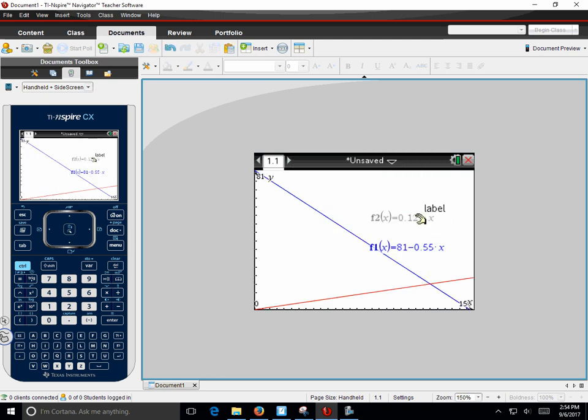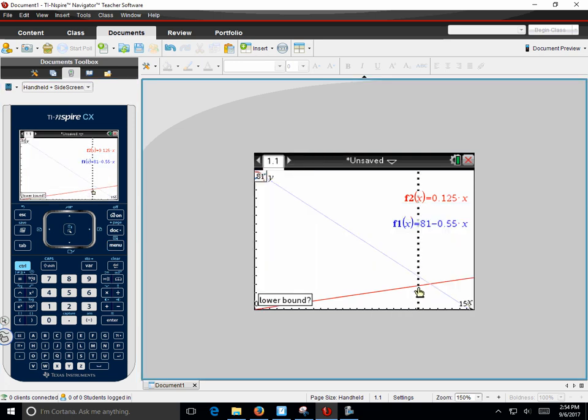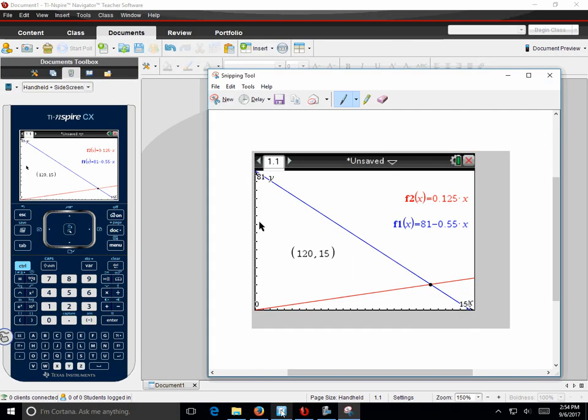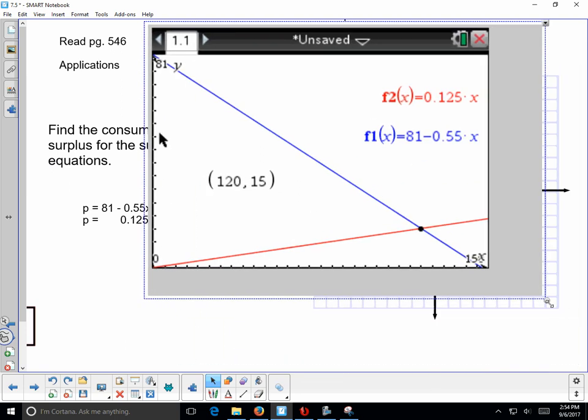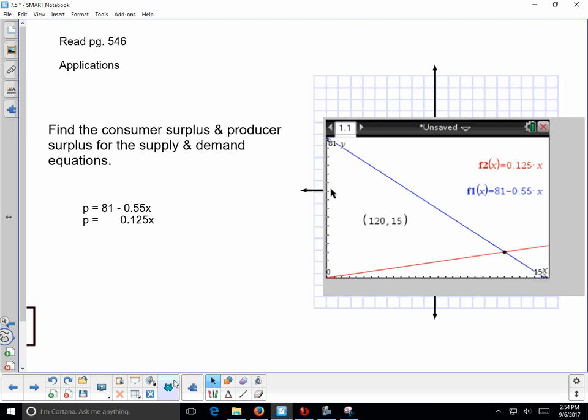There I have my two equations, and I need to find this equilibrium point, so I'm going to find the intersection. Menu, analyze graph, intersection, lower bound, upper bound, and here it tells me 120 and 15. I'm going to copy that and bring it over here so we can deal with this graph instead of that graph. The blue line is the consumer, and the red line is the producer.